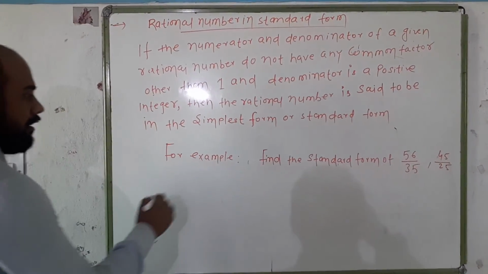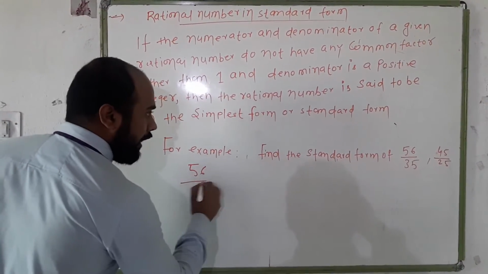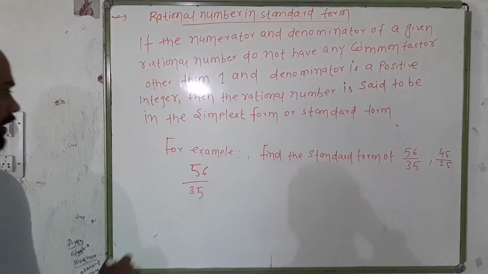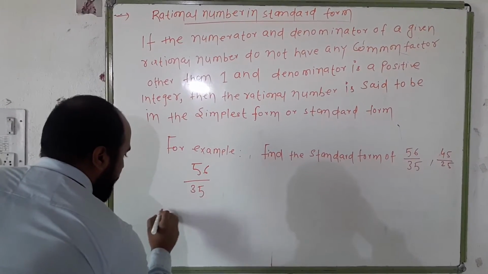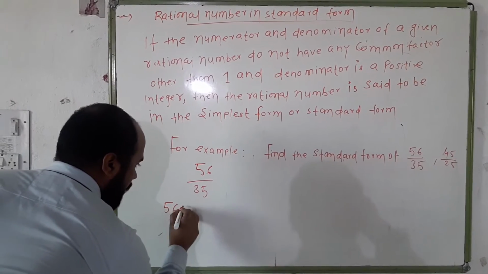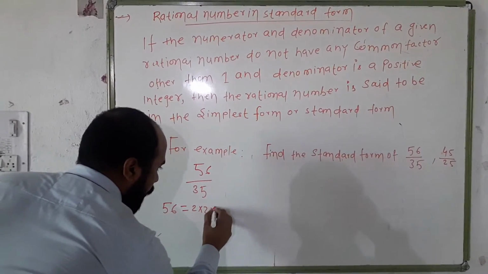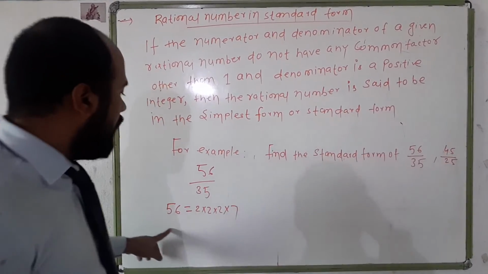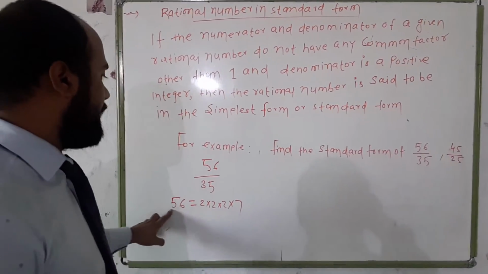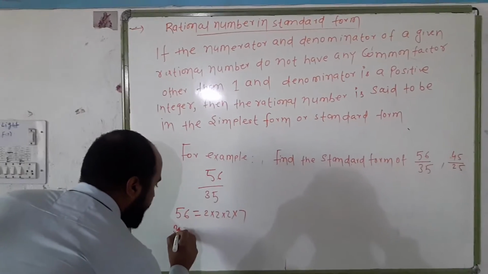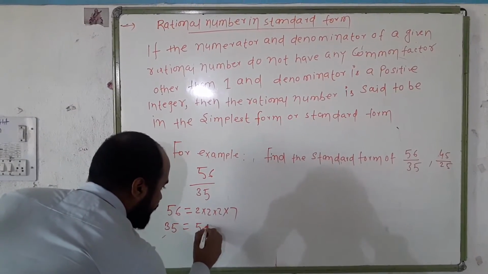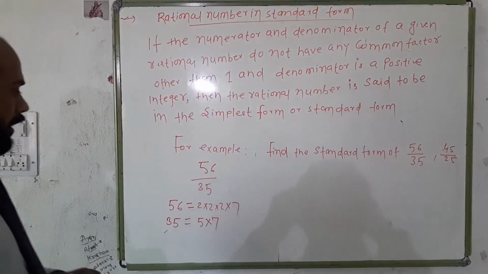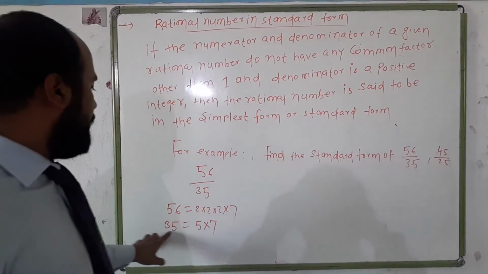Now you can see 56/35. Here the factors of 56 are 2 × 2 × 7. Now you can see here more than one factor of 56, and the factors of 35 are 5 × 7. So here also more than one factor of 35.